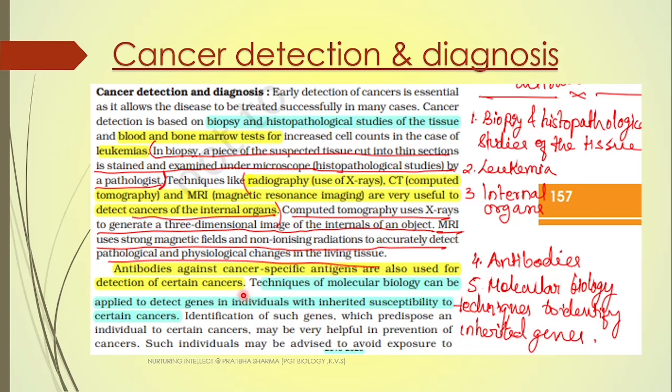Now, there are some cancers in the detection of which we make use of antibodies. So, antibodies against cancer-specific antigens are also used for detection of certain cancers. Some cancers are genetic, they are transmitted from parents to their children. So, in that case, we make use of molecular biology techniques to detect them.